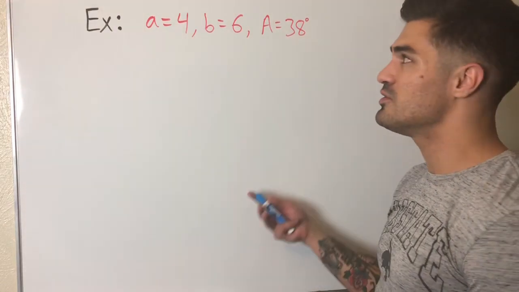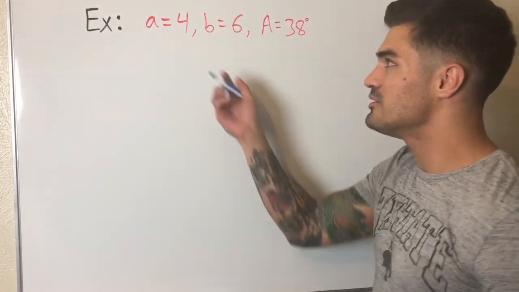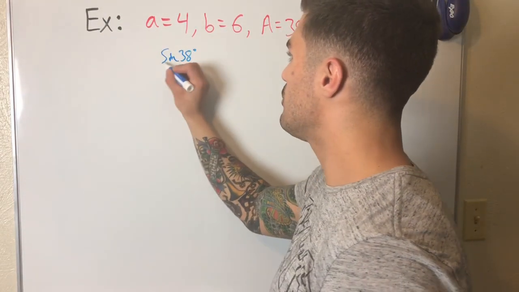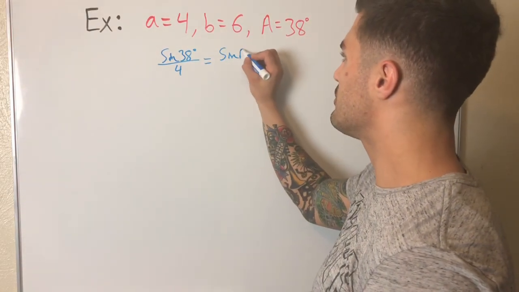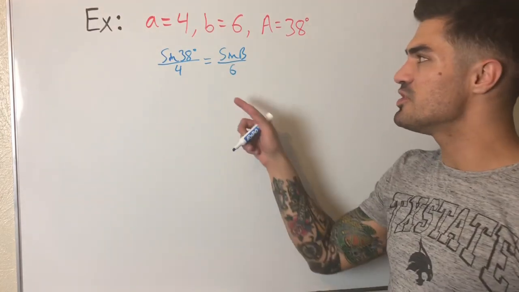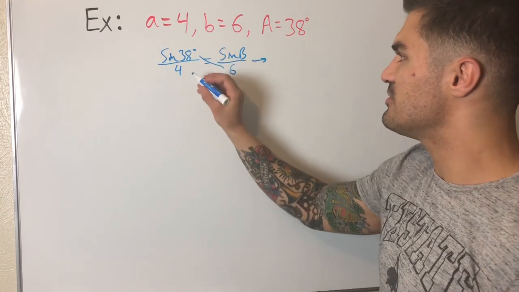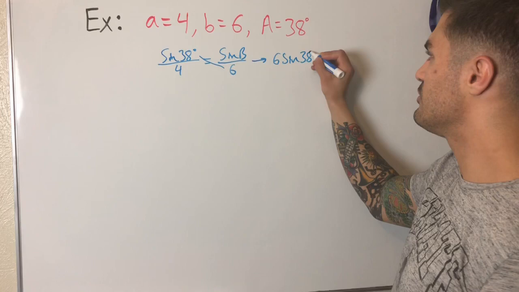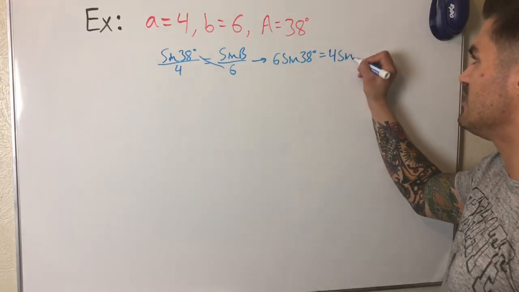And again, the first thing we do, we just jump straight into the law of sines. So I'm going to write sine 38 degrees over 4 is equal to sine of B, since I'm solving for angle B, over 6. First thing I always do, cross multiply. I'm going to have 6 times sine 38 degrees equals 4 times sine of B.